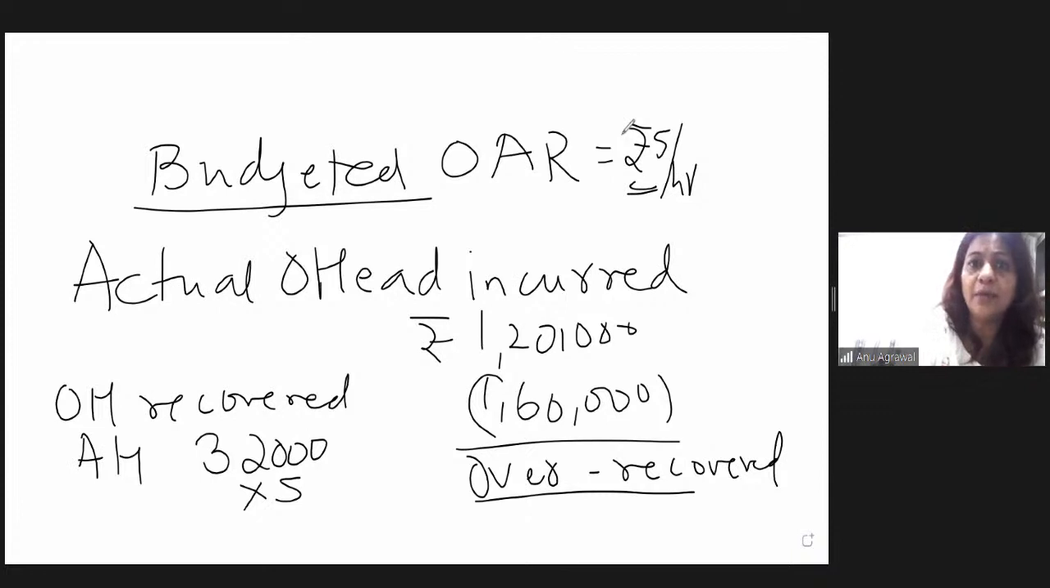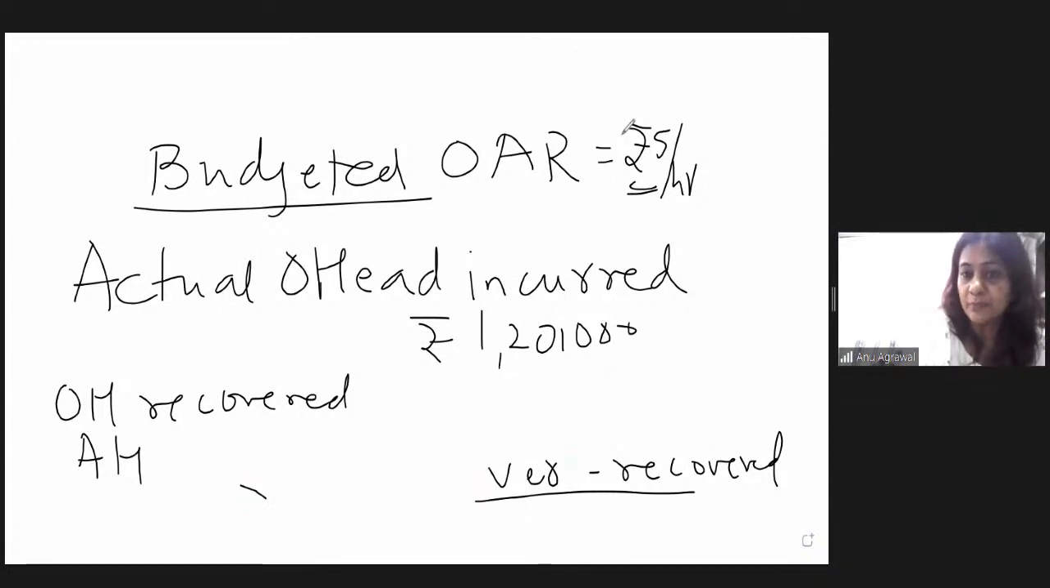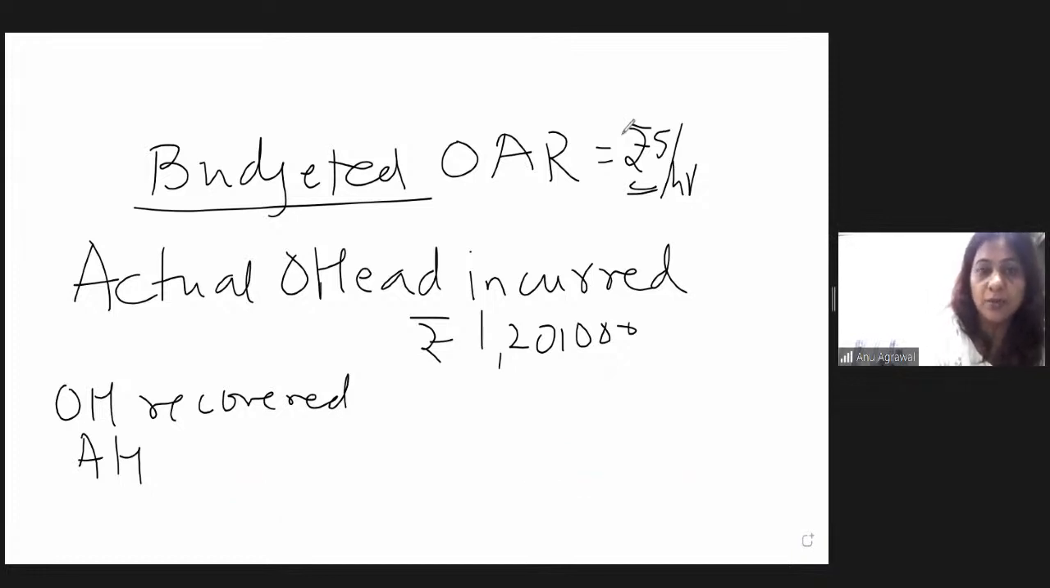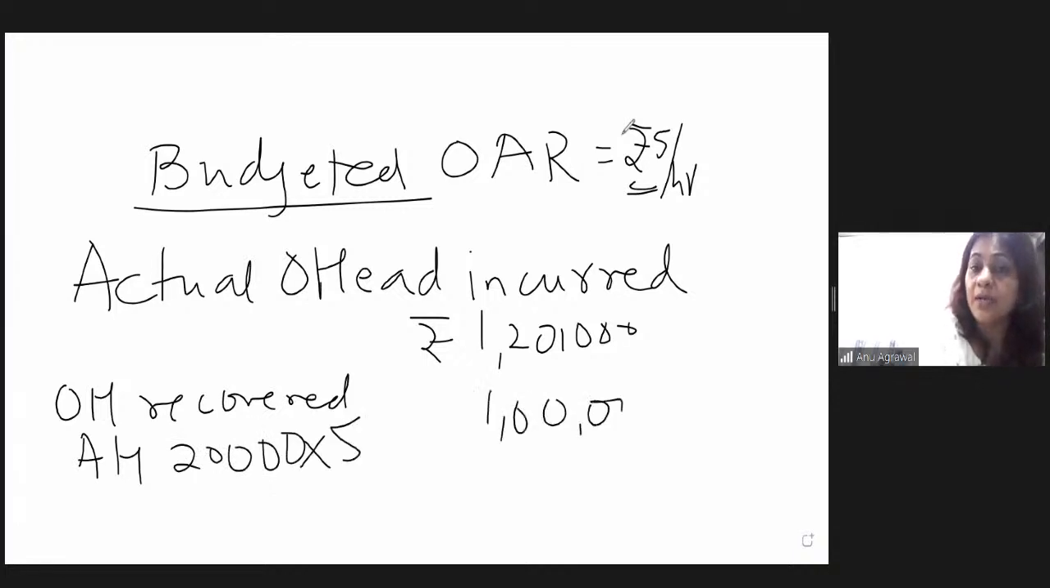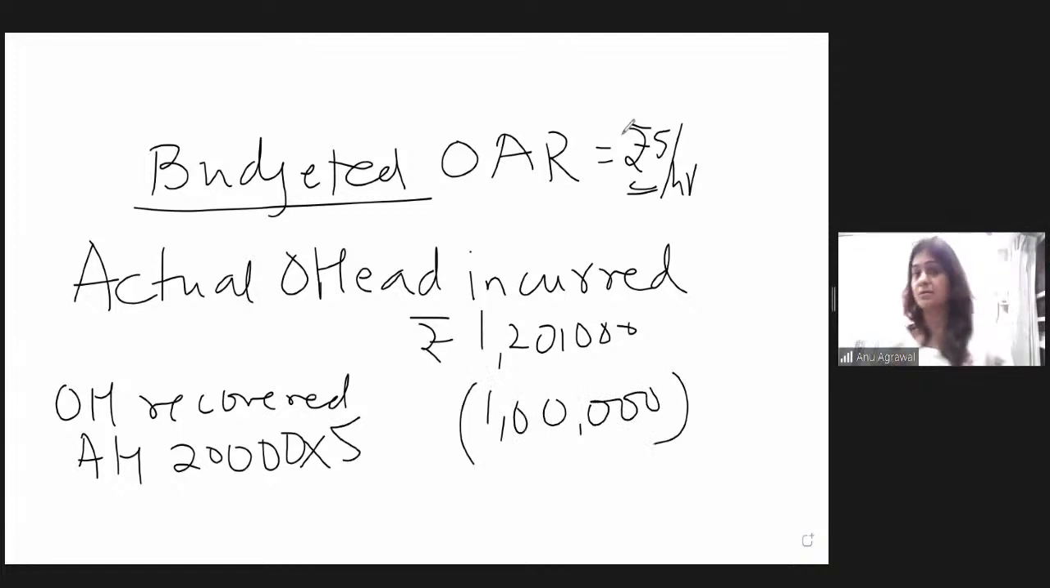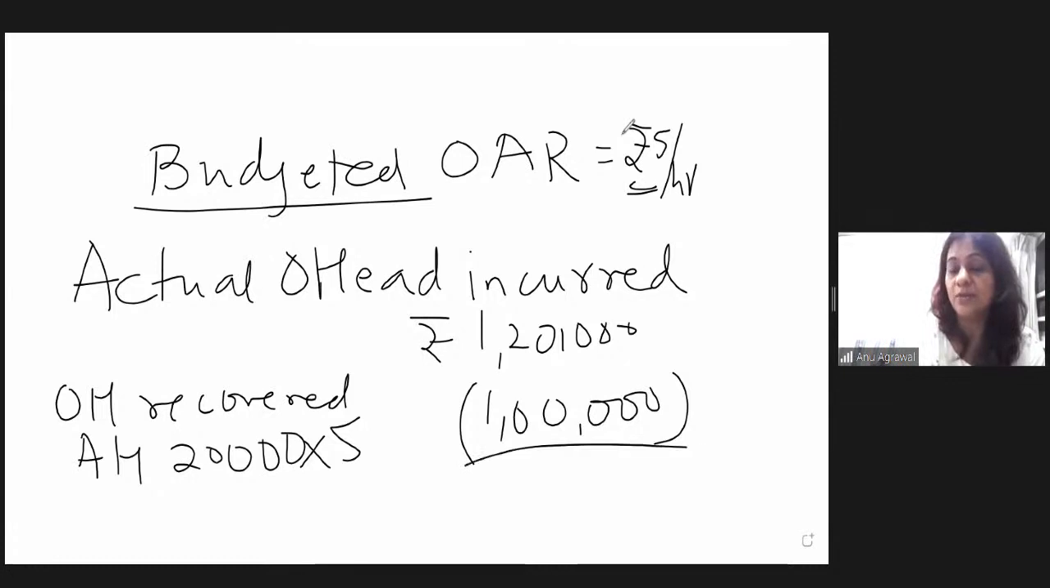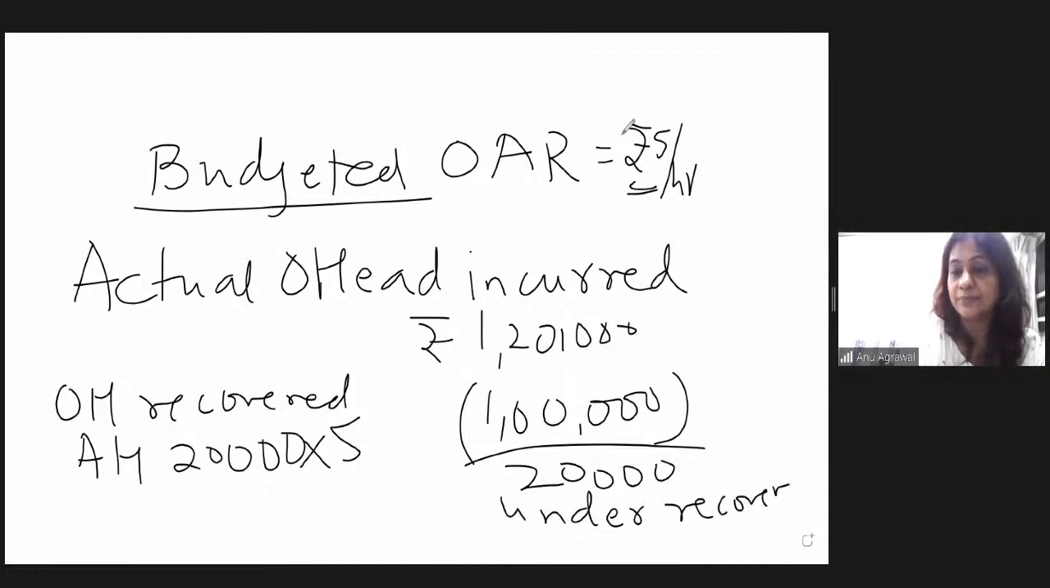It could have been the other way around also. Let's say I worked only for 20,000 hours. Then you'll say, oh, we recovered only 1,00,000 rupees, though we incurred 1,20,000. Then you'll say this 20,000 is under recovered. Then we'll call this under recovered.